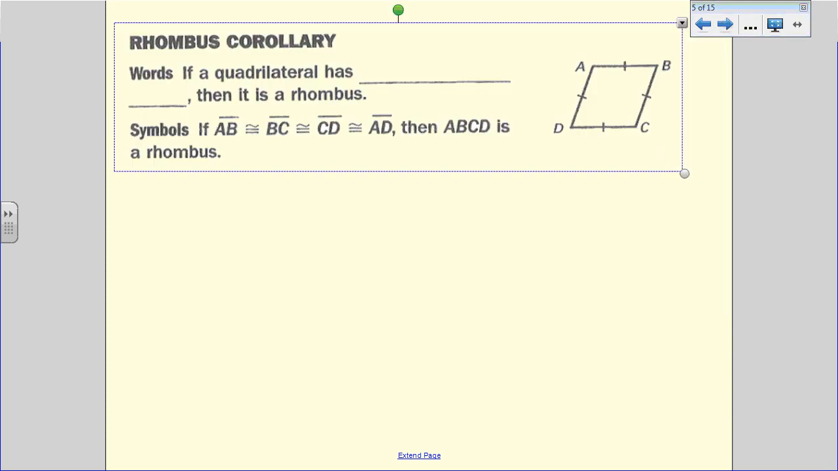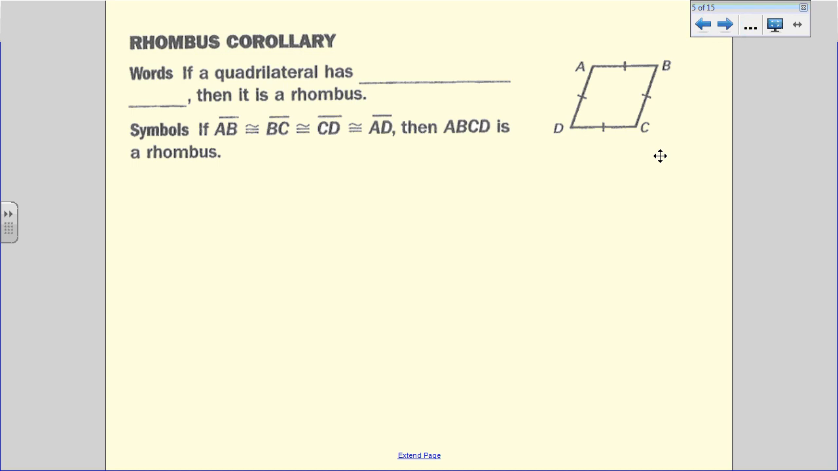All right, now we're going to have some of these corollaries. Corollaries are a little bit different than theorems because they're just things that we understand, things that we can assume from a given theorem. So for the rhombus, if a quadrilateral has 4 congruent sides, such as the diagram there, let me get the word side in there, sorry guys, 4 congruent sides, then it's a rhombus.